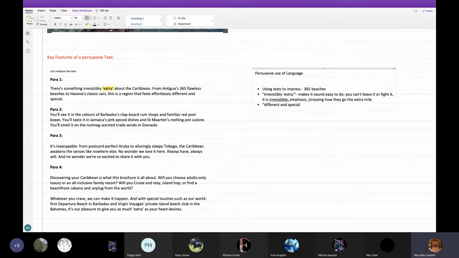So if it's different and special, can we think of one word that would sum that up, that's making this location sound... And that word begins with a U. Unnatural? How would that be unnatural? Would that be positive? Unique. No. Unbelievable. No. There you are.